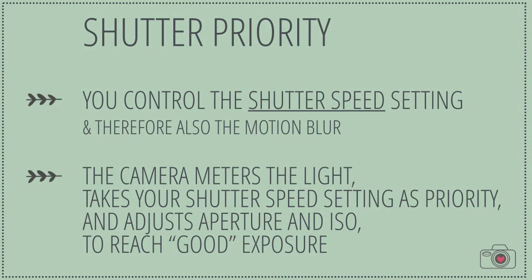And then the other semi-automatic mode is shutter priority. As the name suggests, in this one your shutter speed settings are prioritized, so you can make a decision on your shutter speed, and then the camera adjusts the aperture and the ISO for you. So these are really great ways to get you started. I would really recommend you to start out with that.